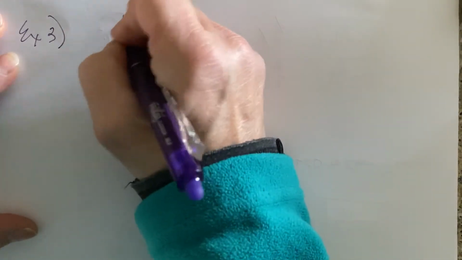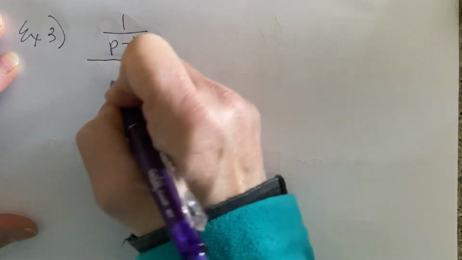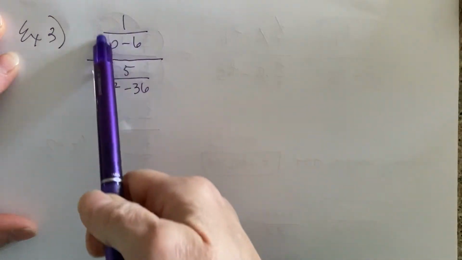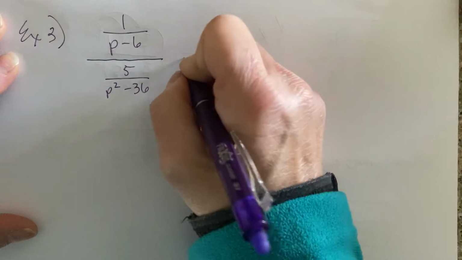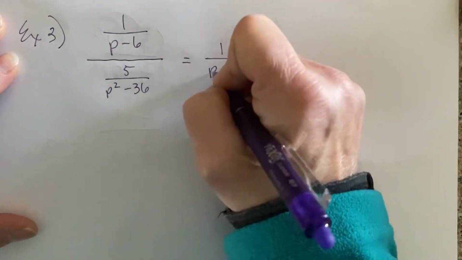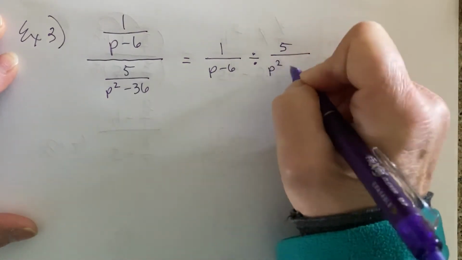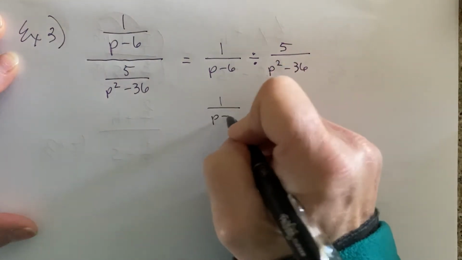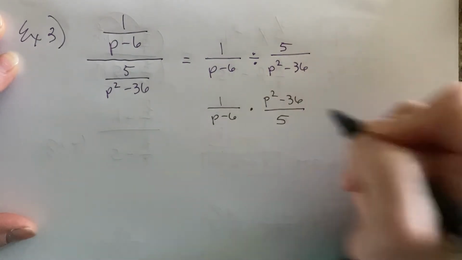I have 1 over (p - 6) all over 5 over (p² - 36). So notice that this is a single fraction and this is a single fraction. So we're going to use method 1. Do the division: 1 over (p - 6) divided by 5 over (p² - 36). We need to multiply by the reciprocal. So 1 over (p - 6) times (p² - 36) over 5.